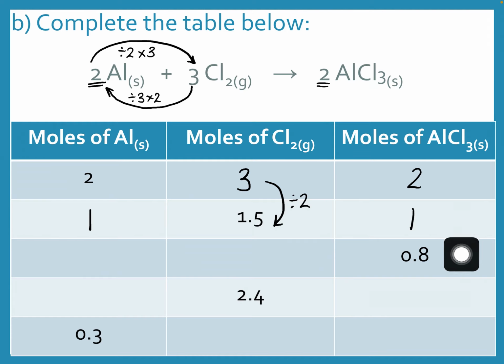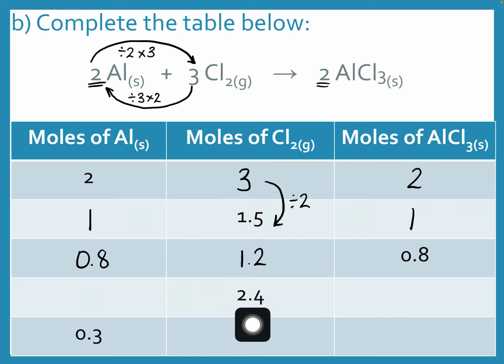So the number of moles of aluminum chloride is the exact same as my number of moles of aluminum, so I can fill this in here. And then moving from aluminum to chlorine, I divide by 2, so 0.8 divided by 2 is 0.4, and then multiply by 3. 0.4 times 3 is equal to 1.2.